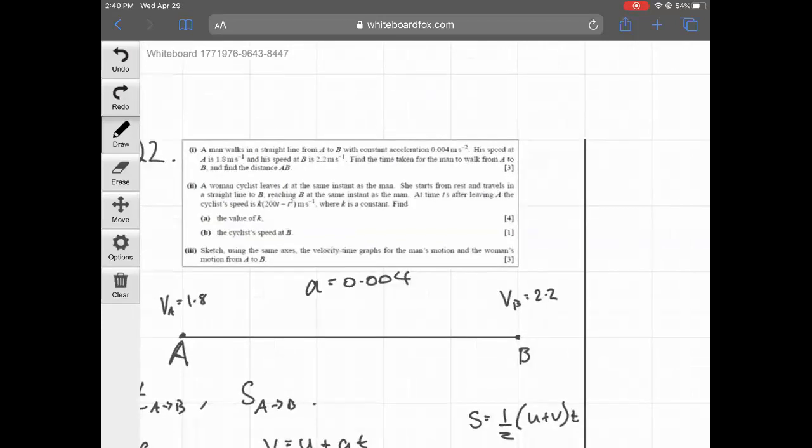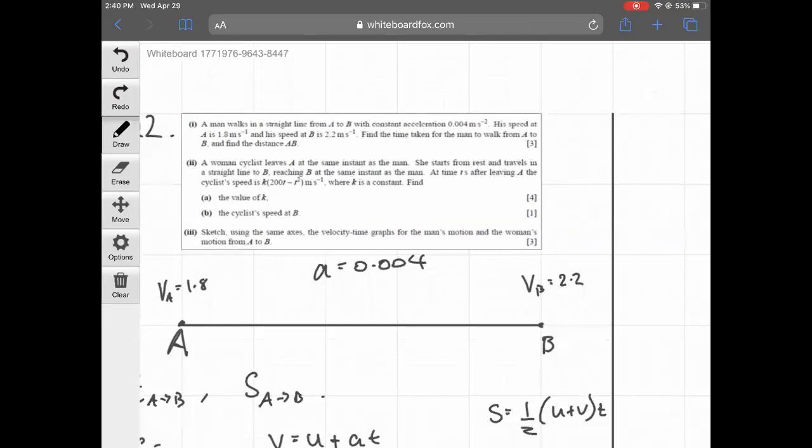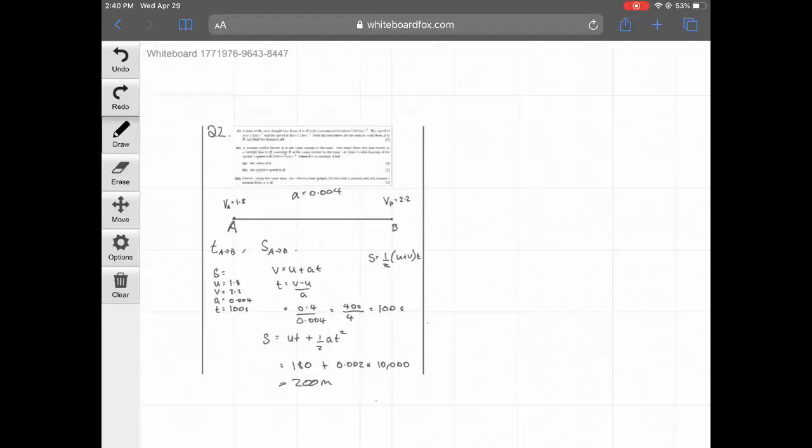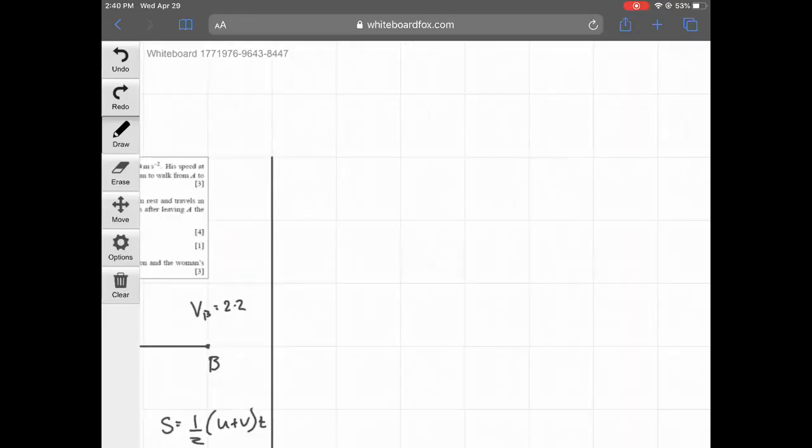Part 2. A woman cyclist leaves A at the same instant as the man, and she starts from rest. So she's starting with initial velocity 0, and she travels in a straight line to B, reaching B at the same instant as the man. So that tells me that she reaches B after 100 seconds, because I just worked that out, right? So separate diagram. You could try and put them on the same diagram, but I'm just going to do a separate one. This one's for the woman. So she's also going from A to B.